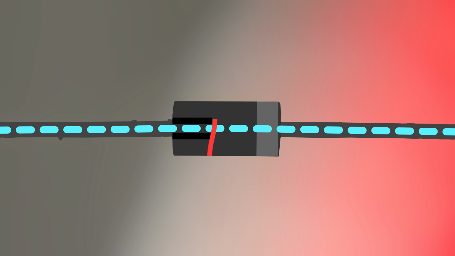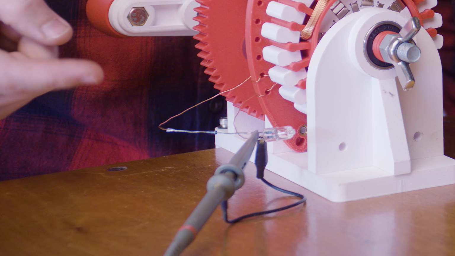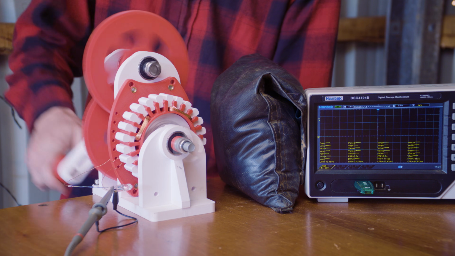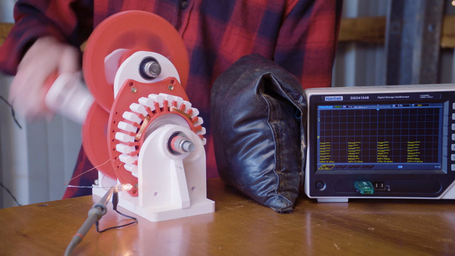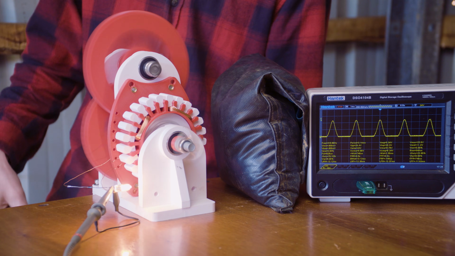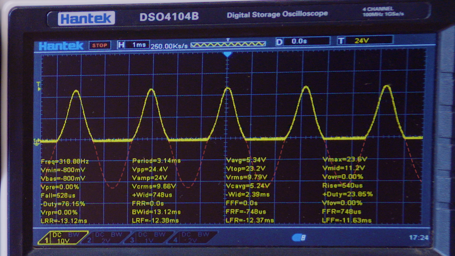So putting one of these into the generator circuit should make it a direct current output, right? Let's find out. We now have our diode added here in series, which means the electricity can only flow in one direction. Here we can see that the diode is blocking the negative voltage portion of each wave. So yes, we have achieved direct current, but we've also lost 50% of the available power.